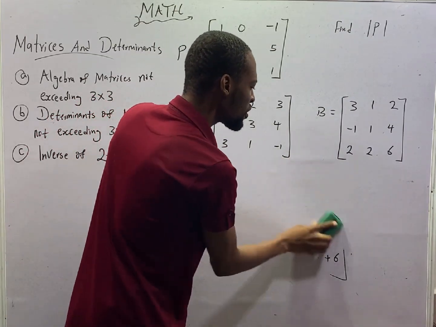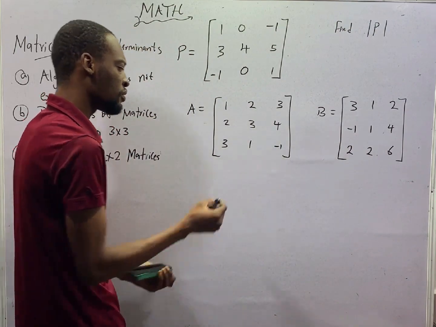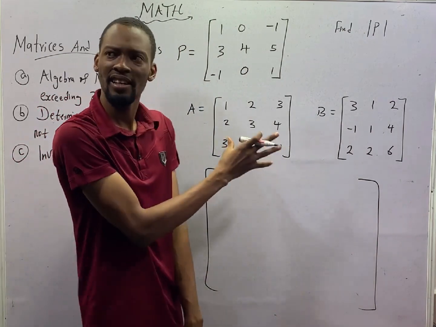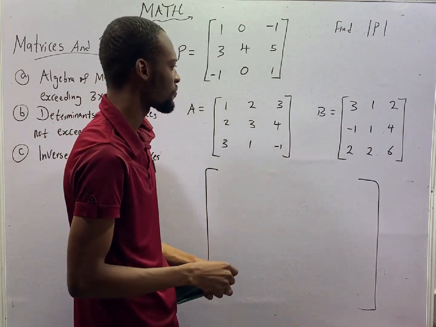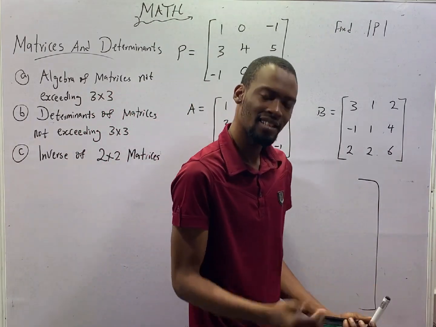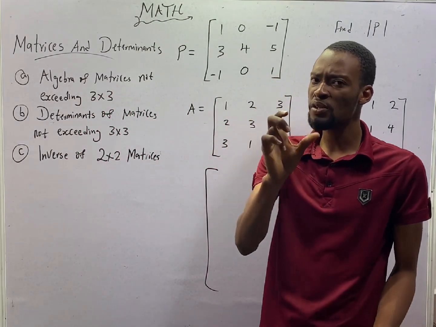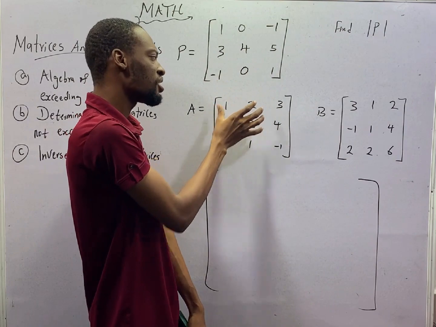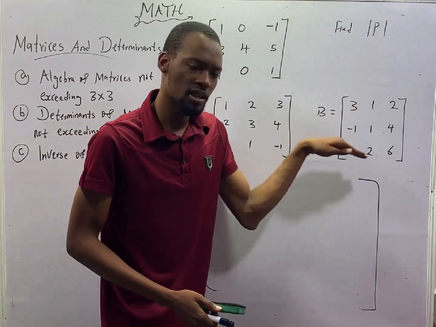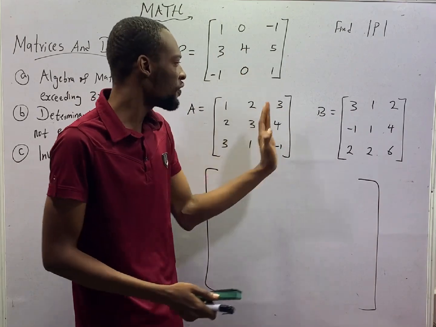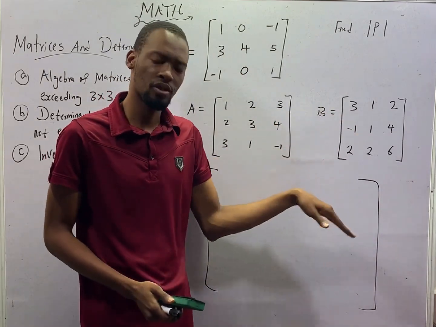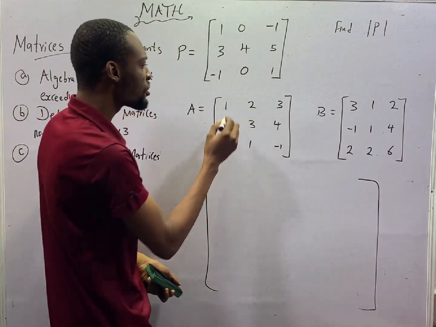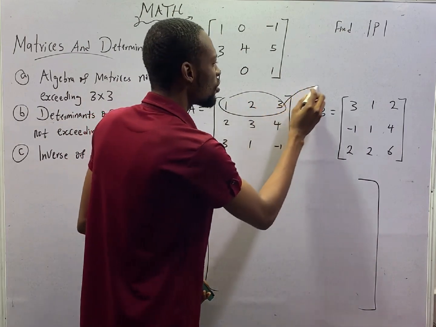Now, you can also be told to multiply these two matrices. If you are told to find A times B, this is what you do. Remember, I said to multiply matrices, you must first of all check whether the number of columns in the first matrix is equal to the number of rows in the second matrix. Here we have 3 columns and here we have 3 rows. Multiplication will work.